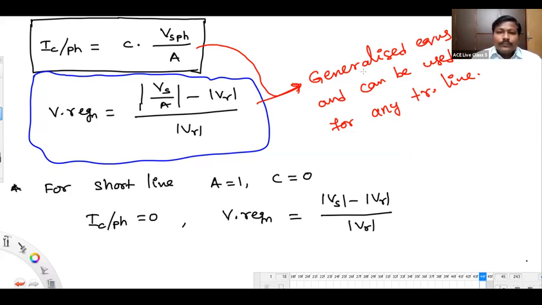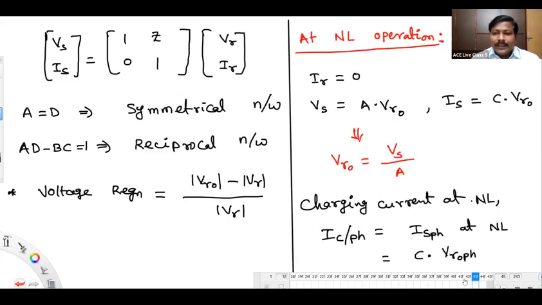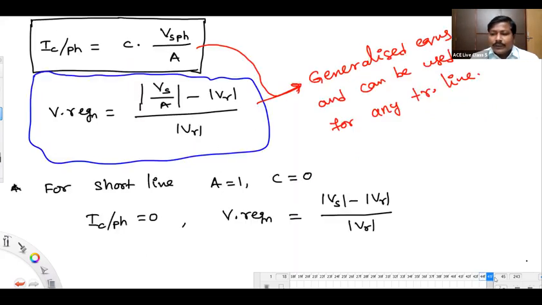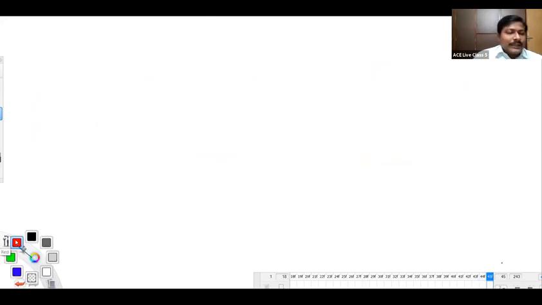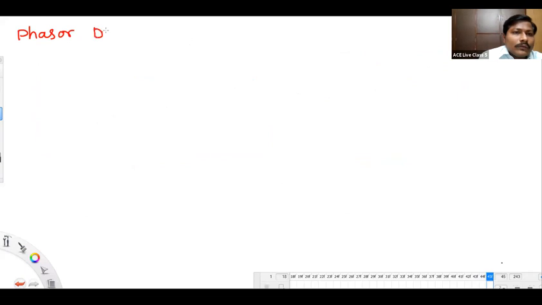Yeah. So I'm showing the previous slide. If anybody is still writing, please complete it. So for that approximation of mod Vs minus mod Vr, I'm going to take up the phasor diagram. By using that phasor diagram, we'll try to take up that mod Vs minus mod Vr. So I'll say here, phasor diagram for this short line model.